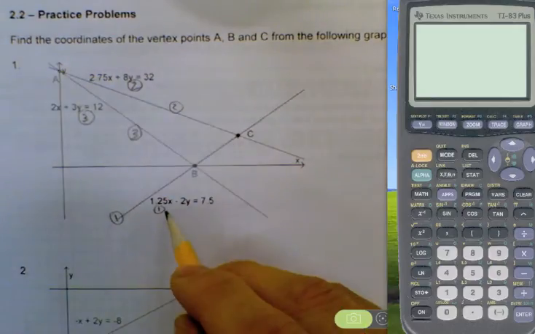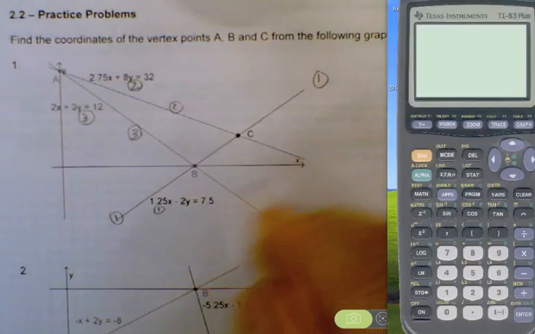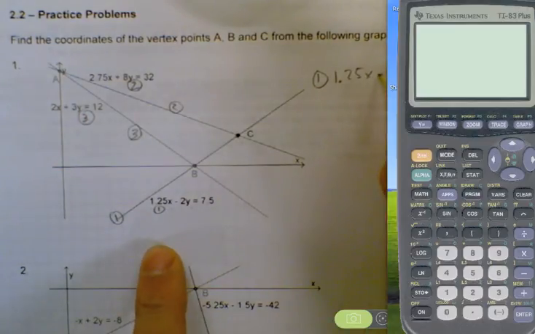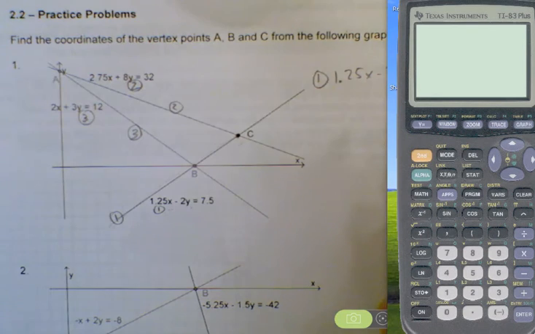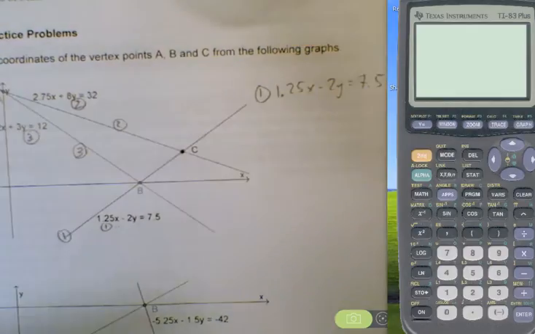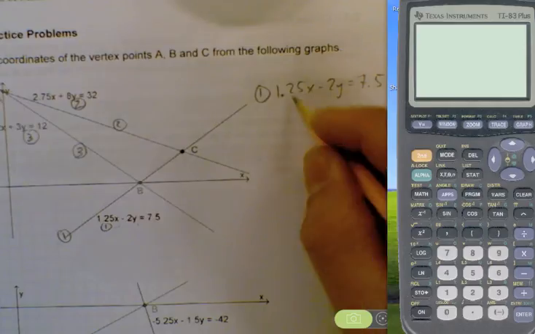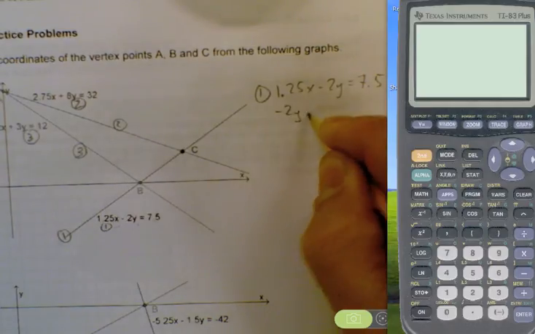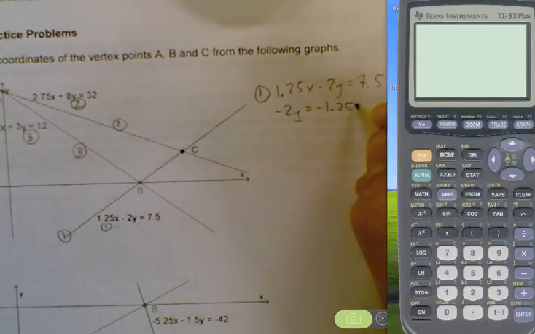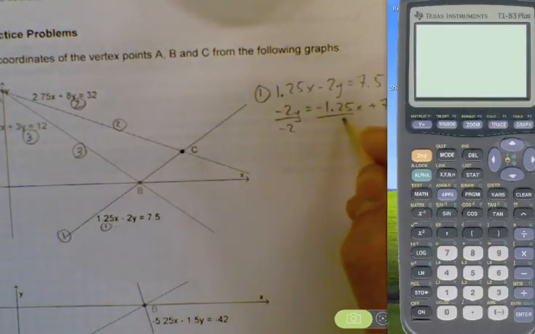So let's say that I do equation number 1 here. And if I just kind of do that off to the side, for equation 1, I had 1.25x minus 2y equals 7.5. Okay? And to get y by itself, all you're going to do is subtract the 1.25x. So you'd get negative 2y equals negative 1.25x plus 7.5. Okay. Now to get the y by itself, just divide by the negative 2 into each term.